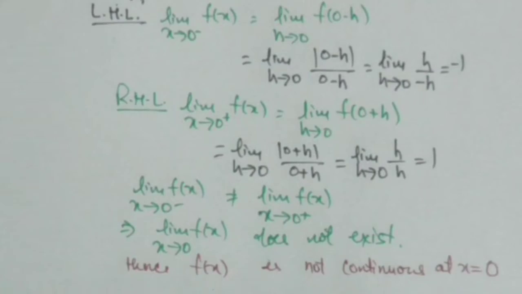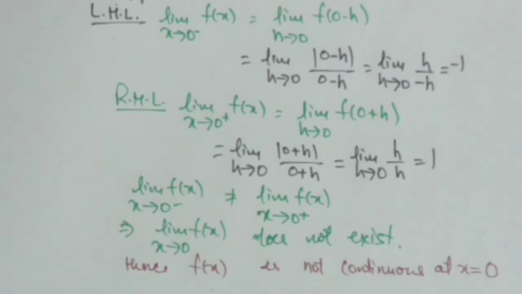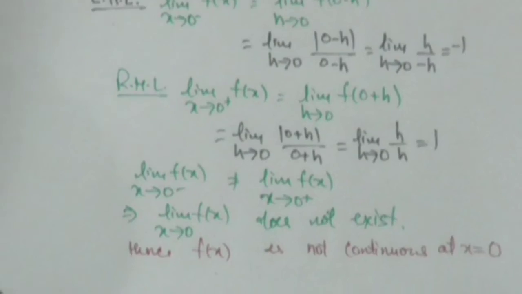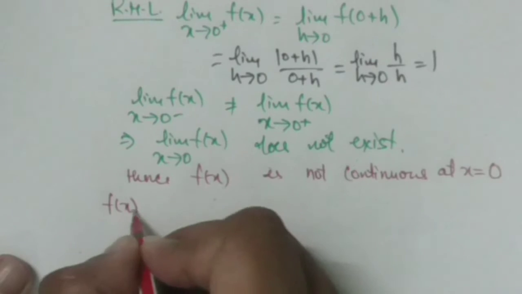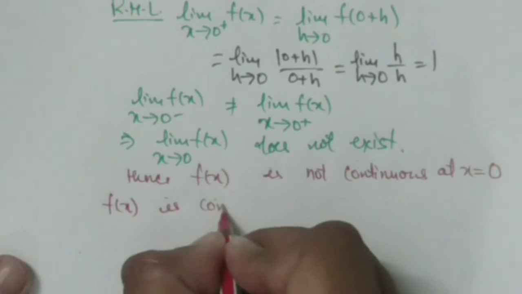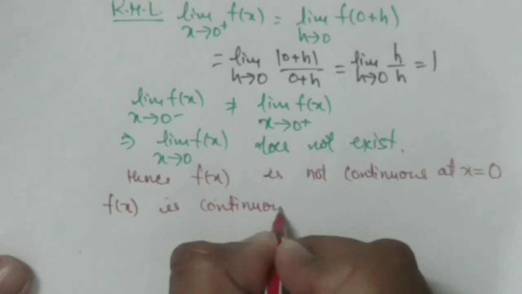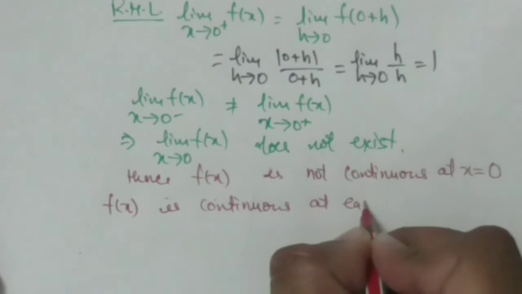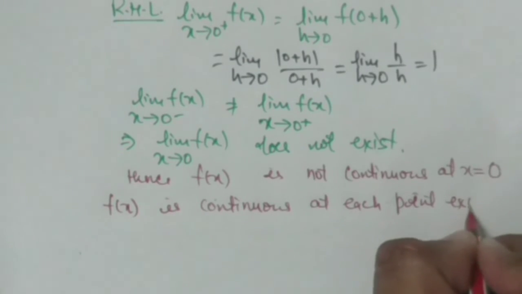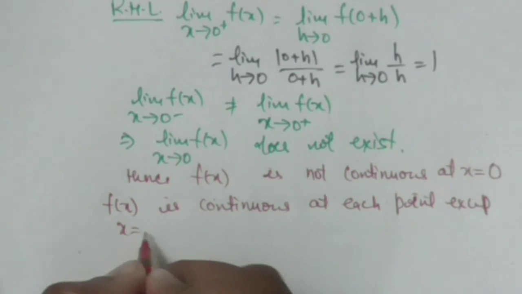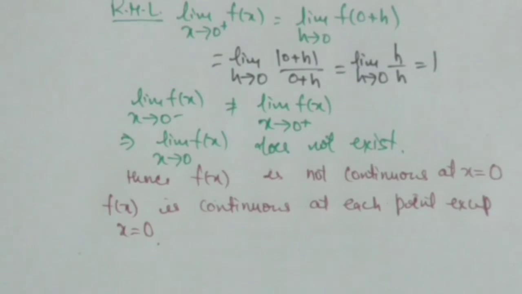So this function f(x) is continuous when x is less than 0. It is also continuous when x is greater than 0, but it is not continuous at x is equal to 0, right? So this function f(x) is continuous at each point except x is equal to 0, right?